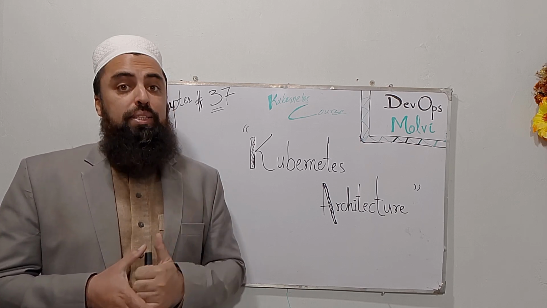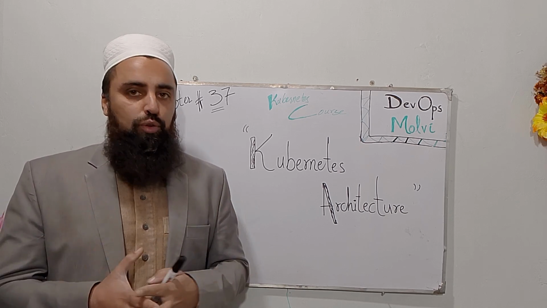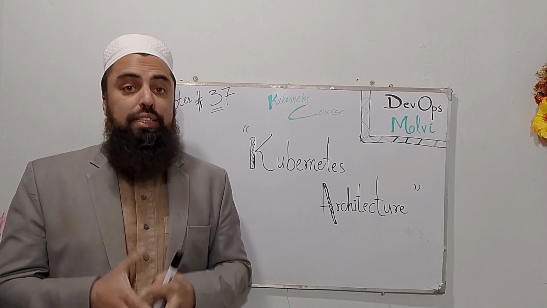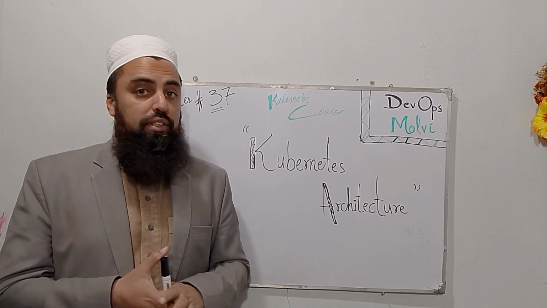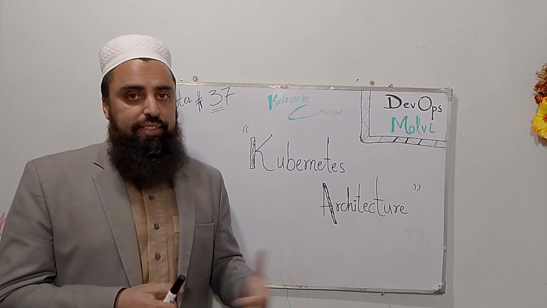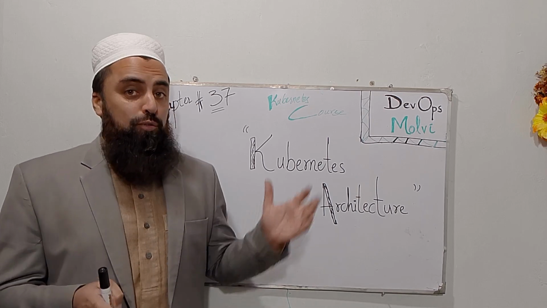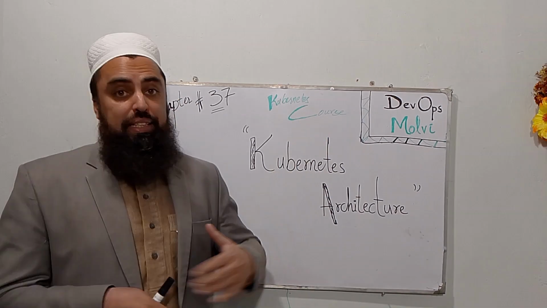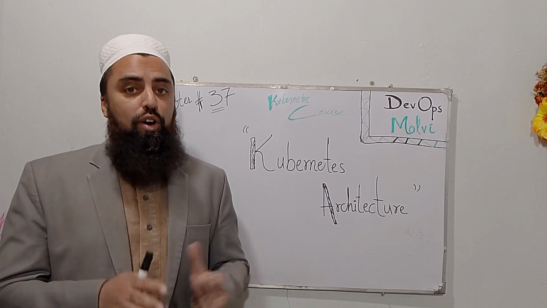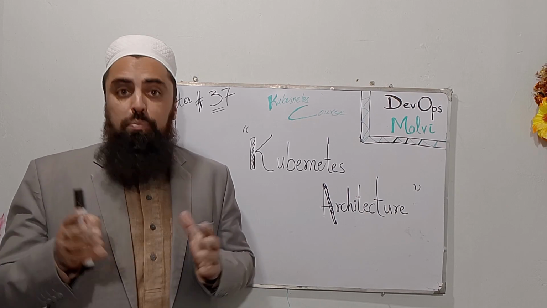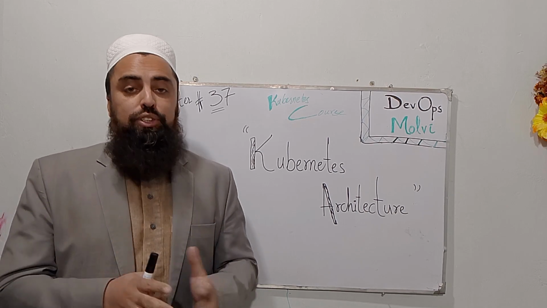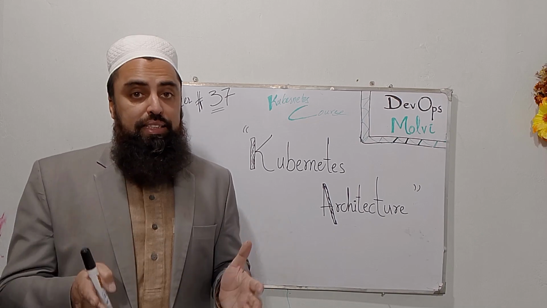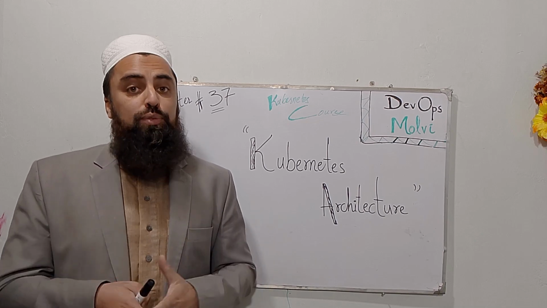This is chapter number 37 of our DevOps Roadmap 2024, in which we are going to discuss and learn about the Kubernetes architecture. So you can say that it would be our third chapter of our Kubernetes course, and we are going to cover a lot of Kubernetes tutorials for beginners. Guys, in the previous two chapters, we discussed what is Kubernetes and what is Kubernetes used for.